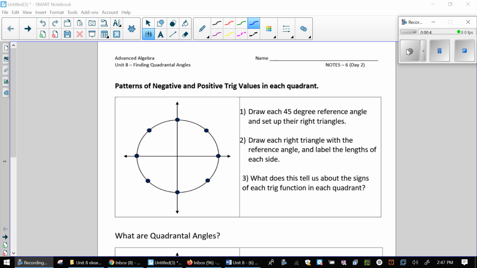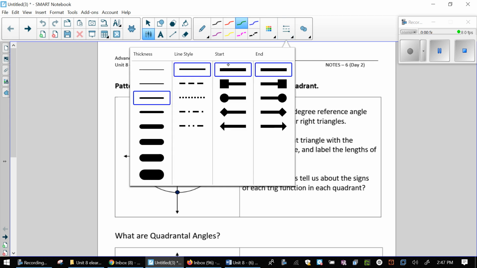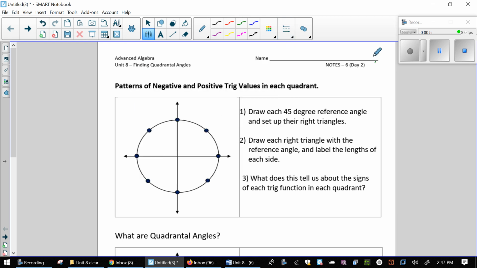All right, so first we're going to draw each 45-degree reference angle and set up the right triangle. So this is just like what we were doing yesterday, right? If I gave you guys an angle, you were drawing that. In this case, I have a 45-degree angle right here in quadrant 1. So there's my 45, 45, 90. I have a 45-degree angle here in quadrant 2. There's my 45, 45, 90. And notice, if you think about what angle that actually is, that angle is 135 degrees.